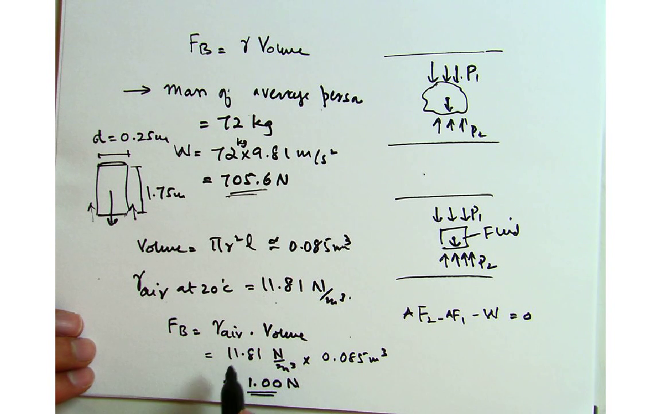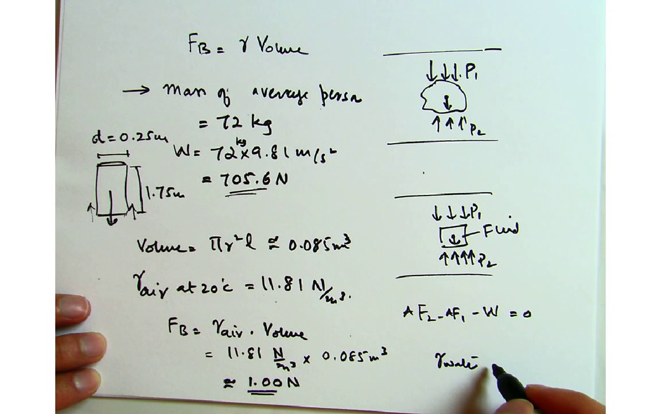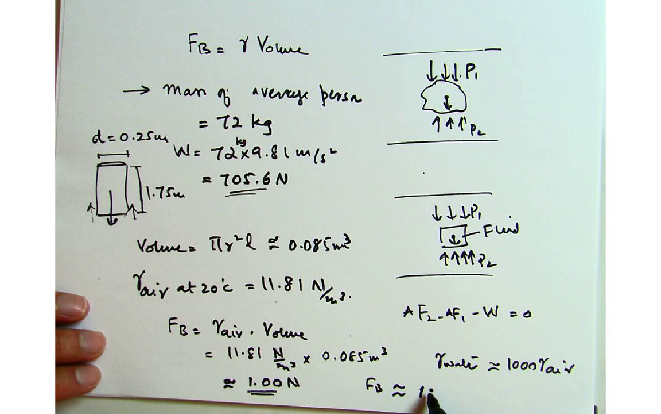But if you are talking about water, if the same person goes inside the water, the gamma of water is, I think, almost 1000 times the gamma of the air. So now the buoyant force is much larger. For that person, if you just multiply that by 1000, it's a much more significant force.